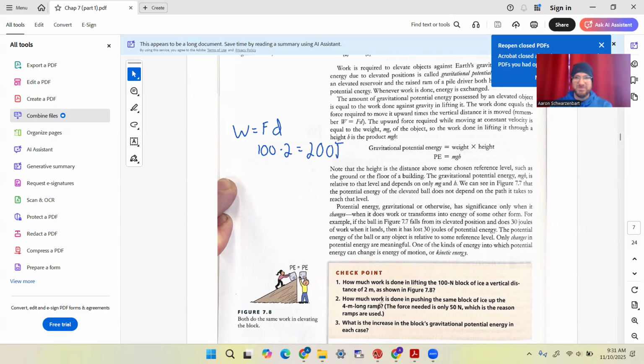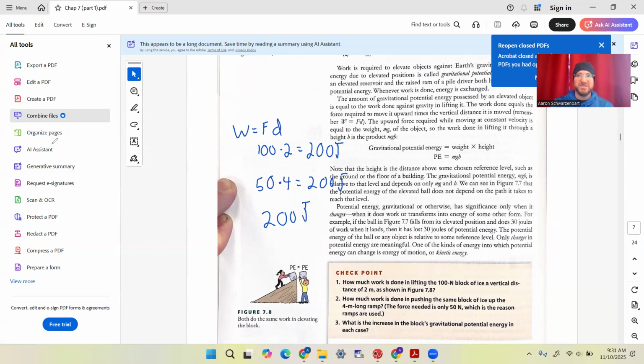Now it says how much work is done pushing the same block of ice up a 4-meter long ramp. My force is in the direction of motion, so it's 50 newtons times 4, again, 200 joules. I think they're assuming they end up the same height. We're also assuming here that the ice has no friction. Okay, what is the increase in the block's potential energy in both cases? Well, 200 joules of work was done, so it has increased 200 joules of energy.